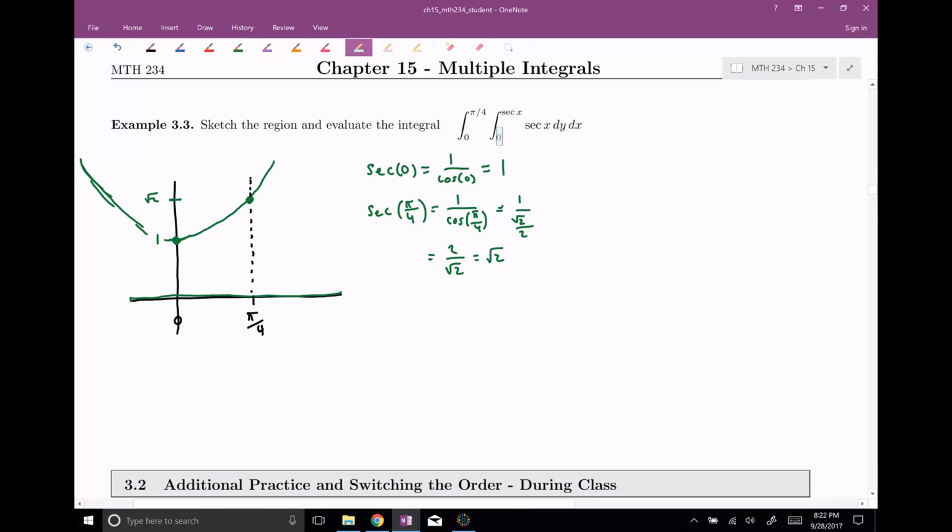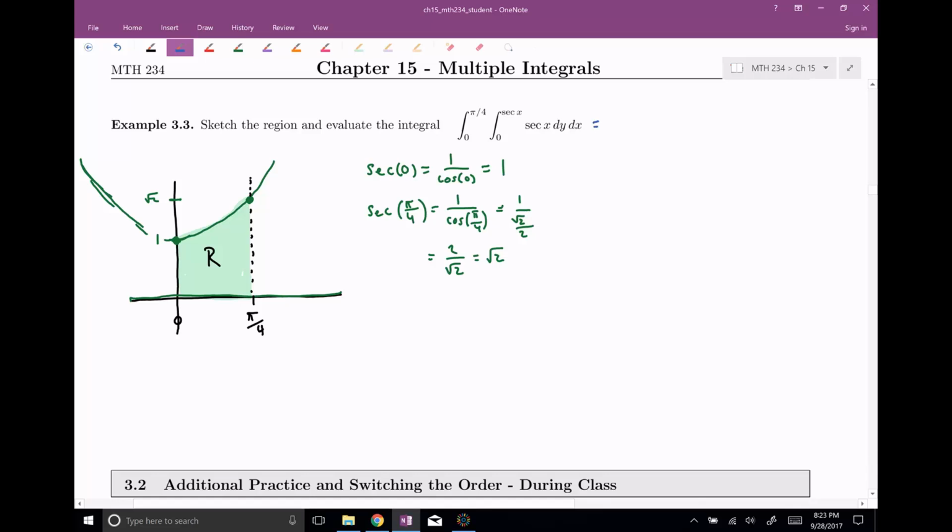So again, we're entering through 0 and exiting through secant of x, on the interval from x equals 0 to x equals pi over 4. This right here is a picture of what our region looks like. Now let's evaluate the integral. This function depends only on x; secant of x, you can imagine as a surface hovering above this region, and we want the volume under that surface on this region.